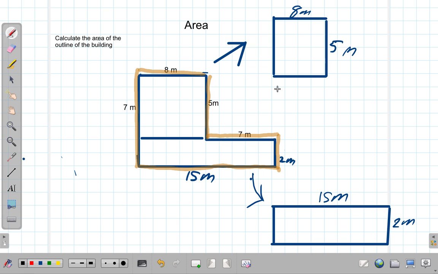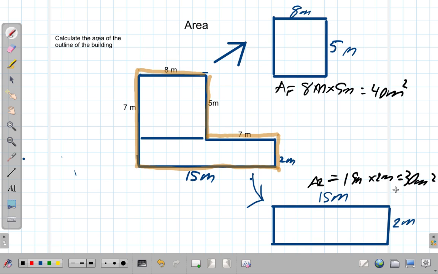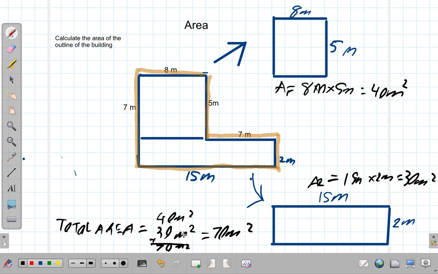Let's calculate it. The area of this rectangle is equal to 8 meters times 5 meters. That gives you 40 meters squared. Meter times meter is meter squared. And the area of this other rectangle, let's call this area 1 and this area 2, equals 15 meters times 2 meters, which gives me 30 meters squared. So the total area is equal to 40 meters squared plus 30 meters squared. That gives 70 meters squared. So it is 70 meters squared for the entire area. You see that?